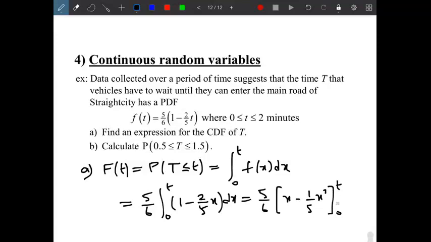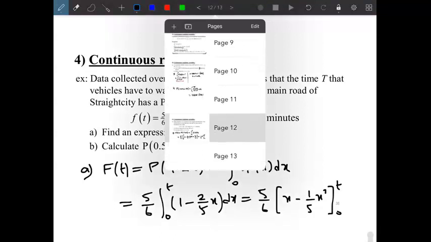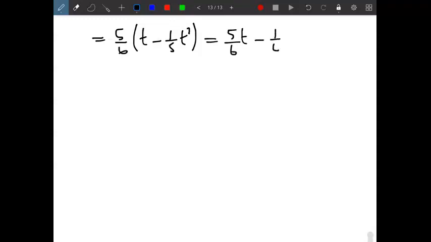So simplifying this, upper bound minus lower bound, and multiplying by 5/6, for the upper bound t we have t minus 1/5 t squared. The lower bound is 0, so the antiderivative is 0 at 0. Which leaves me with the cumulative distribution function being 5/6 t minus 1/6 t squared. Expanding the 5/6, that's the final simplified answer.